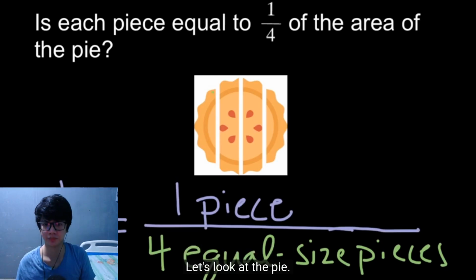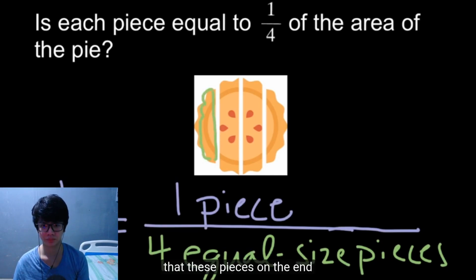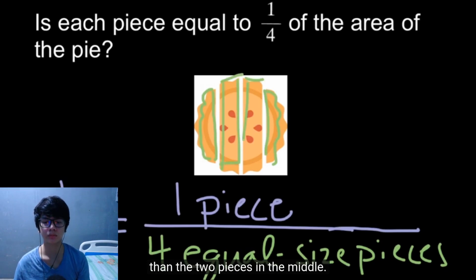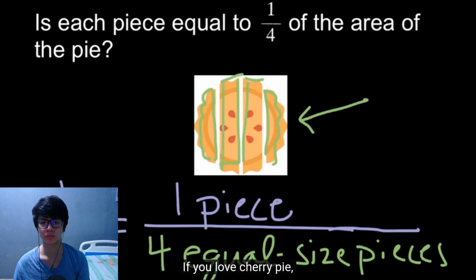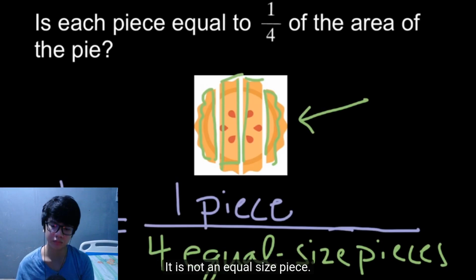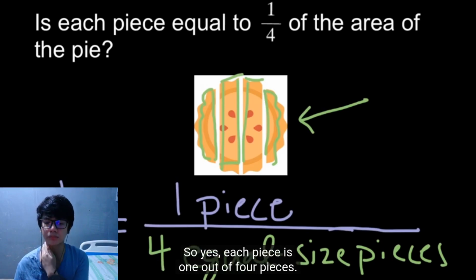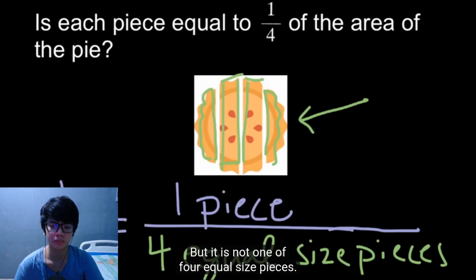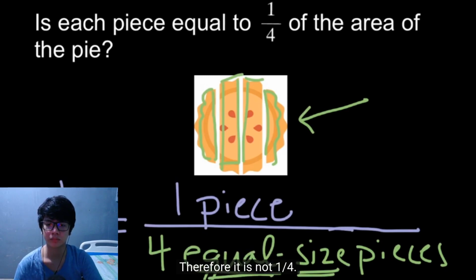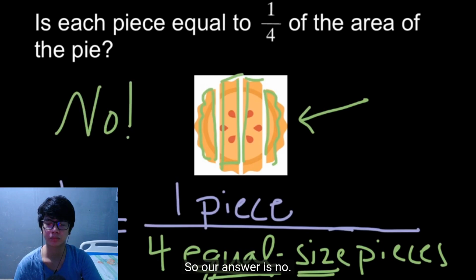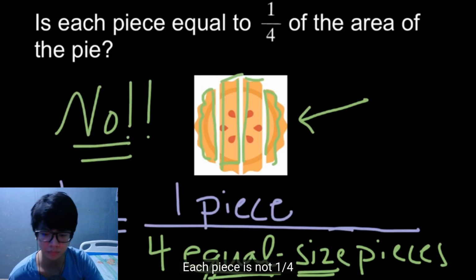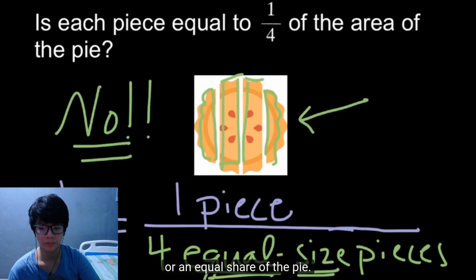Let's look at the pie. I think it's pretty clear that these pieces on the end are not equal. They are smaller than the 2 pieces in the middle. If you love cherry pie, you are not happy about getting this end piece because it is smaller. It is not an equal size piece. So yes, each piece is 1 out of 4 pieces, but it is not 1 of 4 equal size pieces. Therefore, it is not 1/4. So our answer is no. Each piece is not 1/4 or an equal share of the pie.